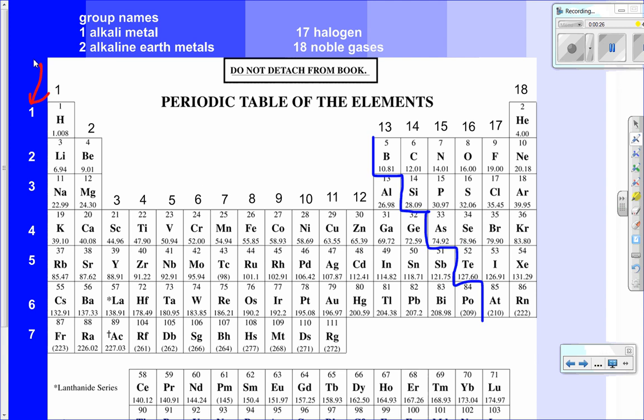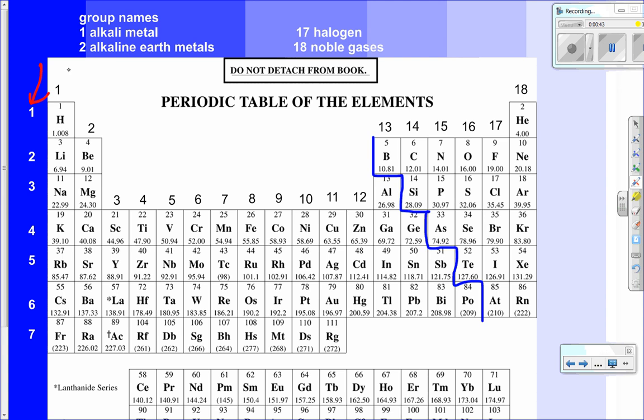These represent the periods. For example, hydrogen and helium are both in period 1, and lithium through neon, that's period 2. And what the periods tell us is really how many energy levels each of these elements contain.